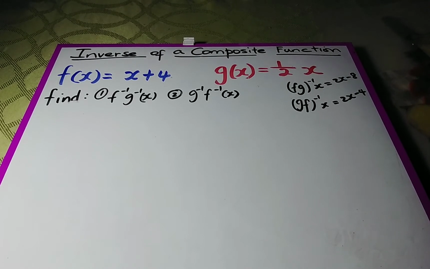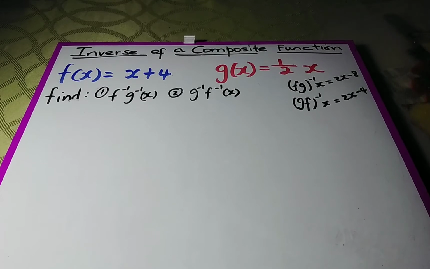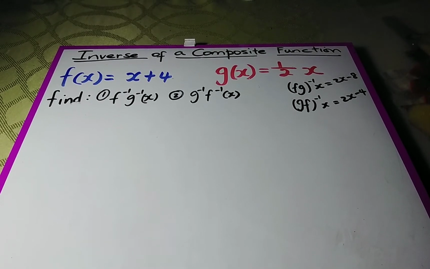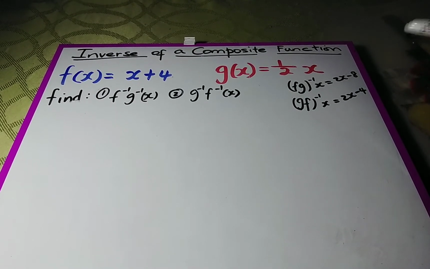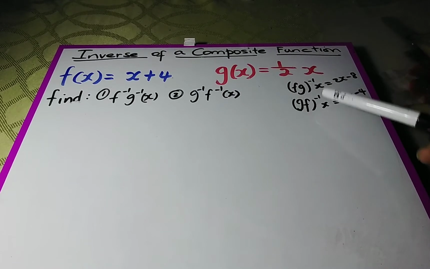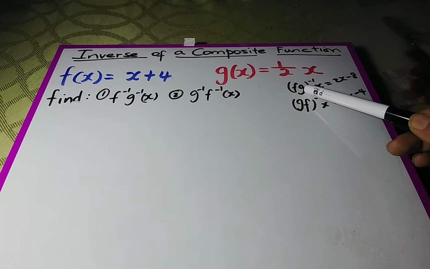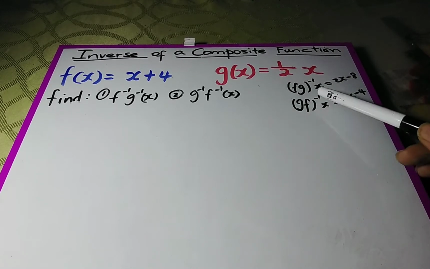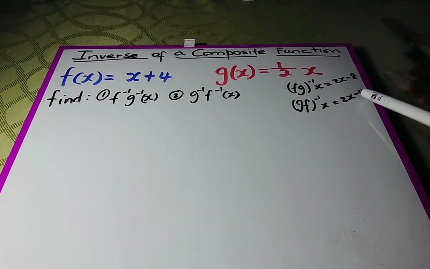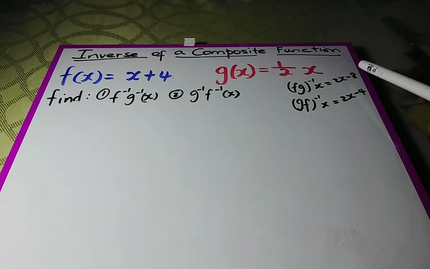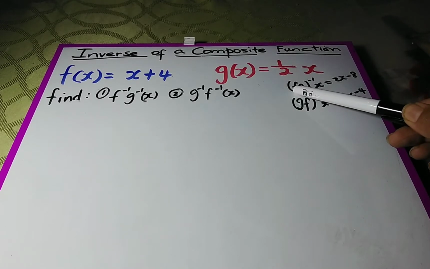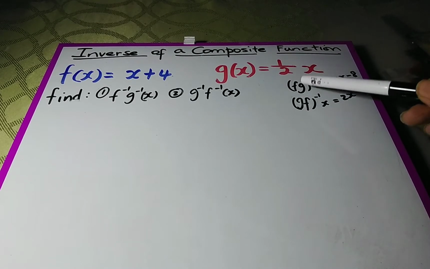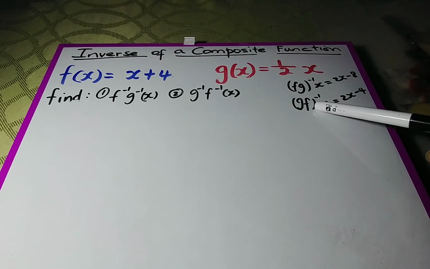In this video, we are going to find the inverse of a composite function. In part 1, we found these two: (fg)⁻¹ is 2x minus 8, while (gf)⁻¹ is equal to 2x minus 4. How did we find these answers? We first find the composite function, and then we find the inverse of it. Same thing we did for the second one.